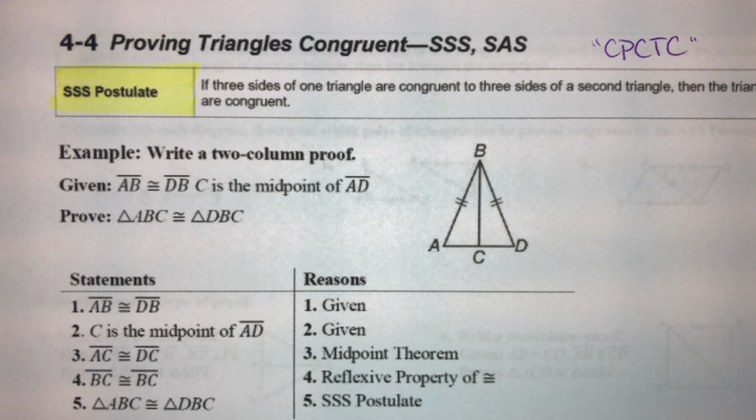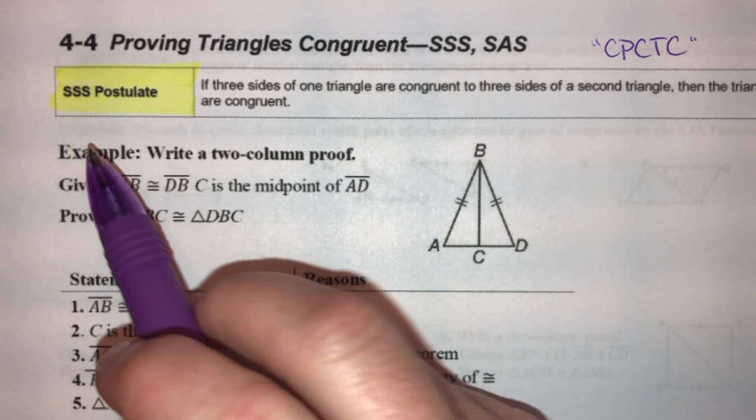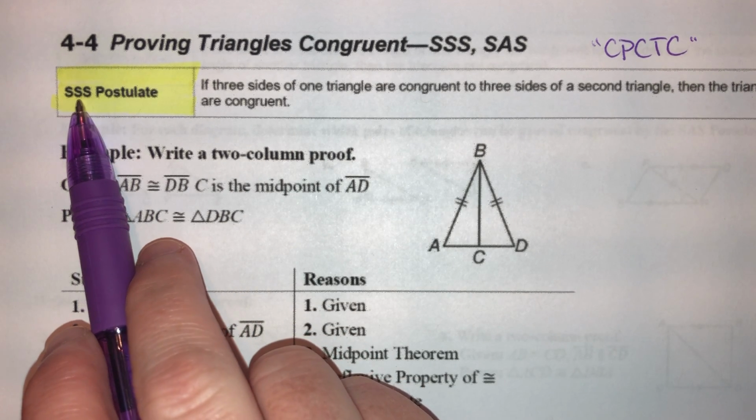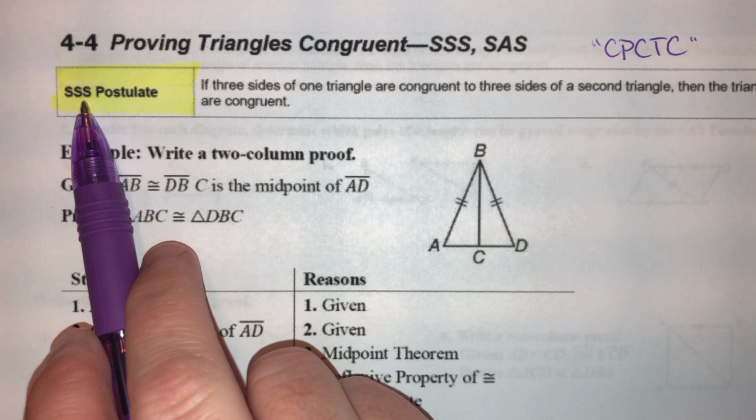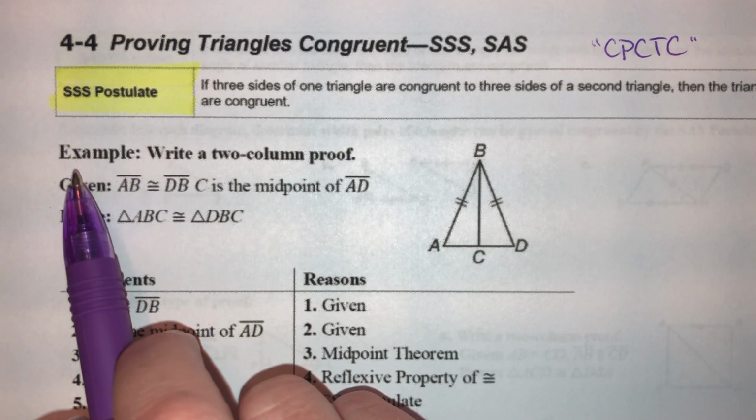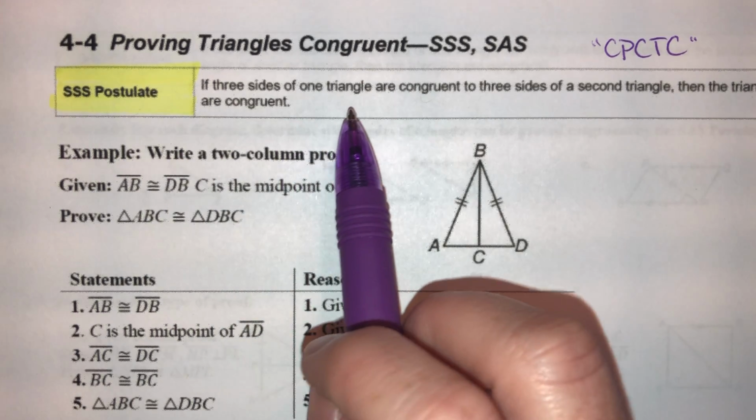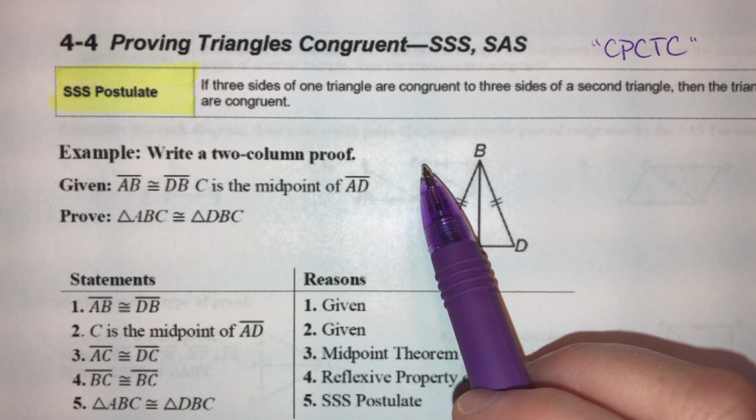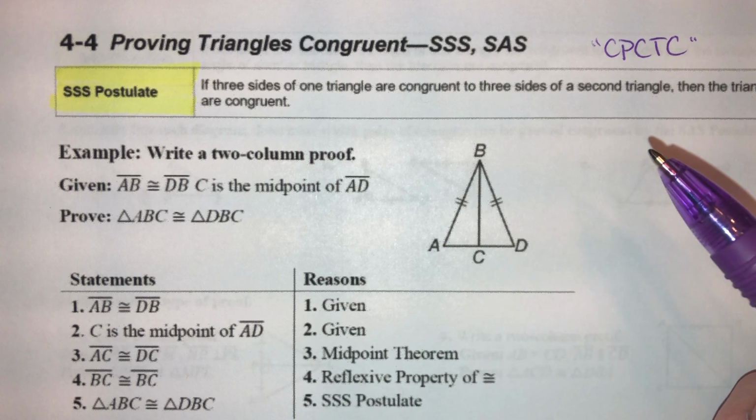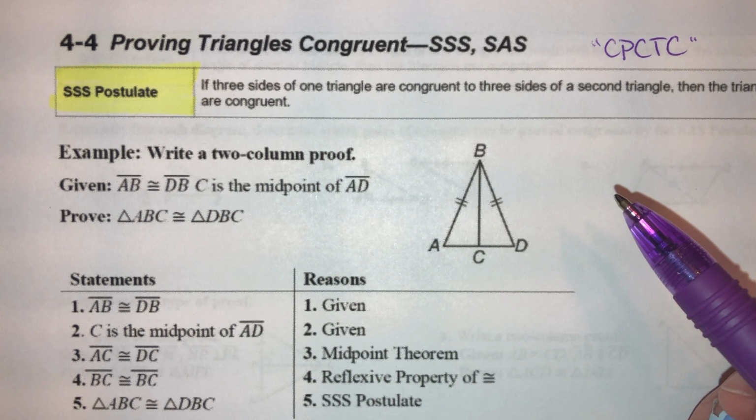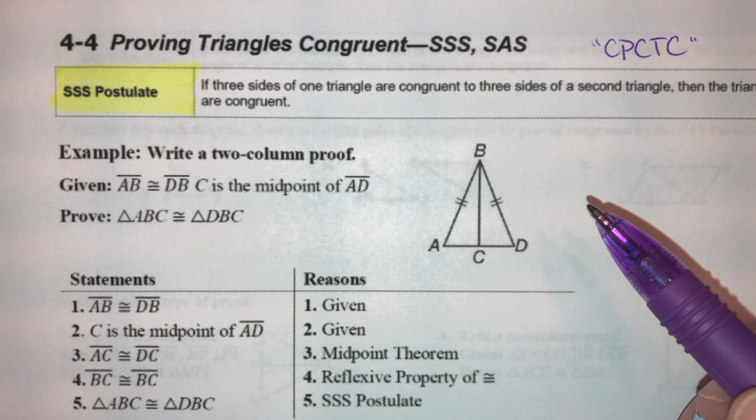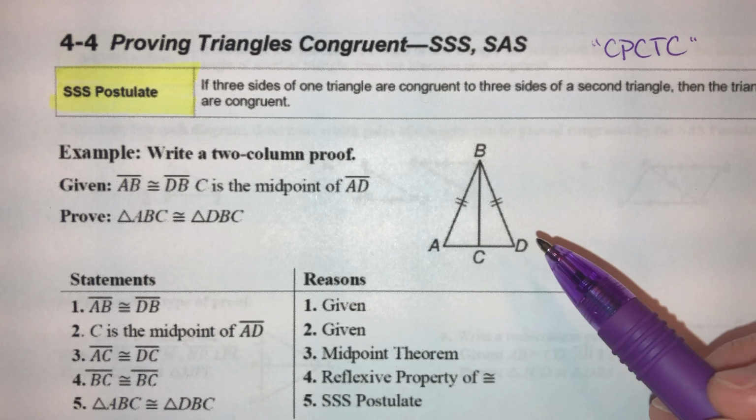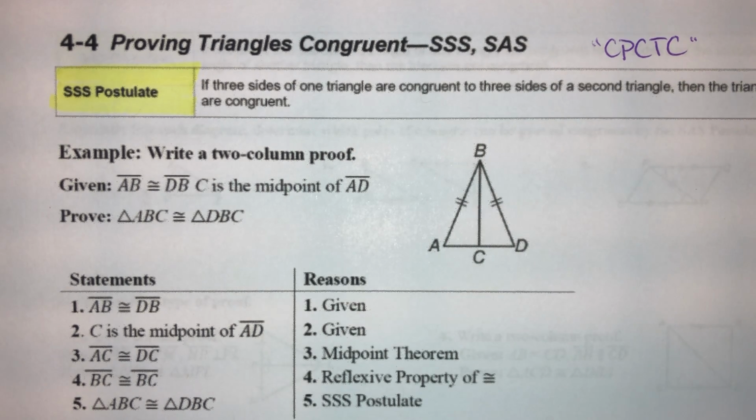Okay, so the first shortcut, there's 4 total. The first one is called side, side, side, or SSS, the SSS postulate. If 3 sides of one triangle are congruent to 3 sides of another triangle, then the triangles are congruent. So actually, we don't even have to prove anything about the angles if we know for a fact that all 3 sides are congruent. Okay, so here's an example, and then we'll do a couple on our own.